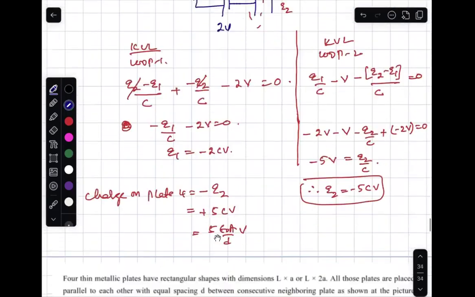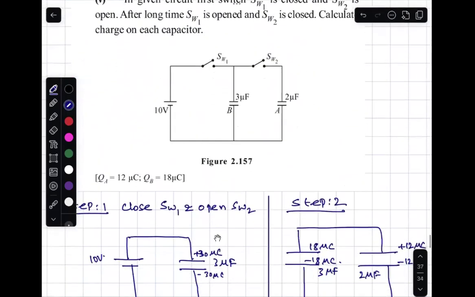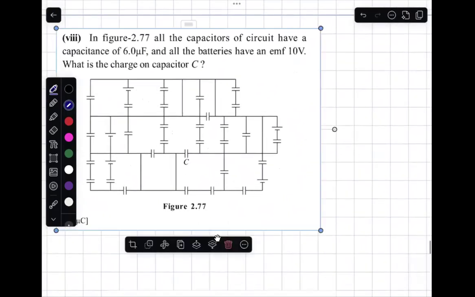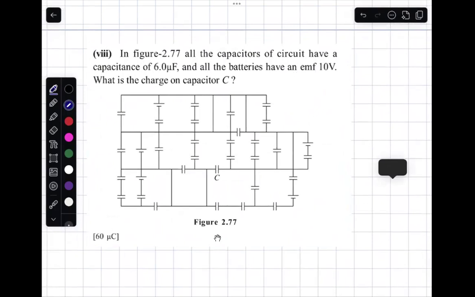This we have already done yesterday. This also done. This one is also done. Now, try this. Don't worry about the diagram. The capacitors of the circuit have a capacitance of 6 microfarad, and all the batteries have an EMF of 10 volts. What is the charge on capacitor C? Can you identify C there?